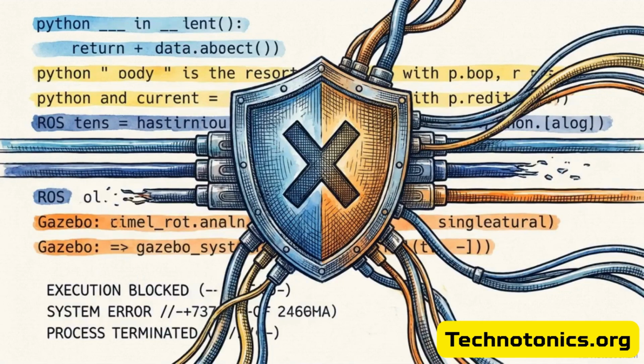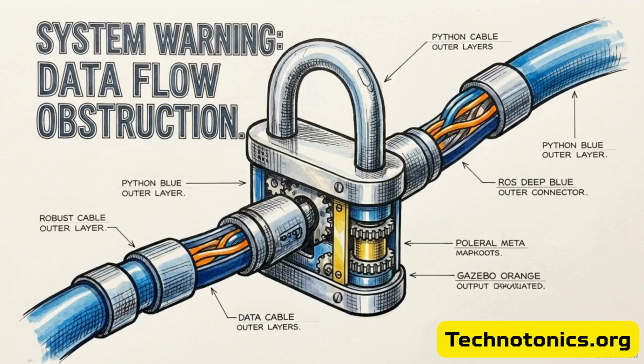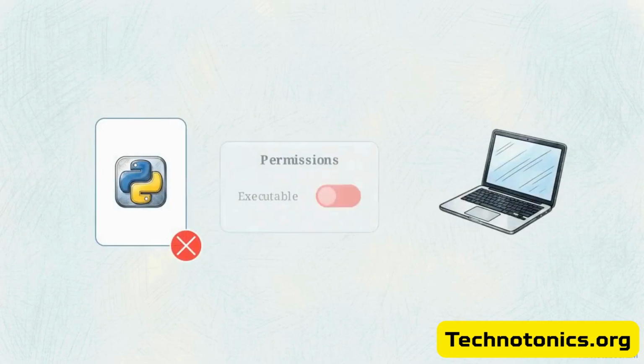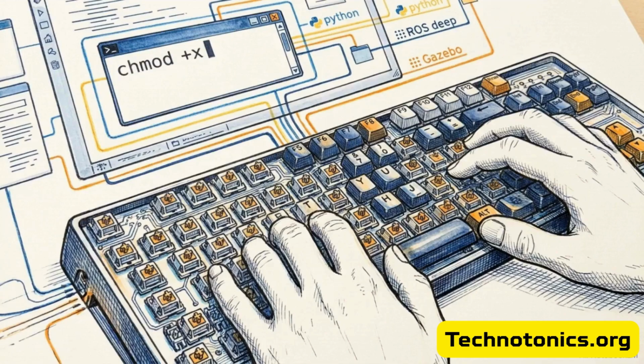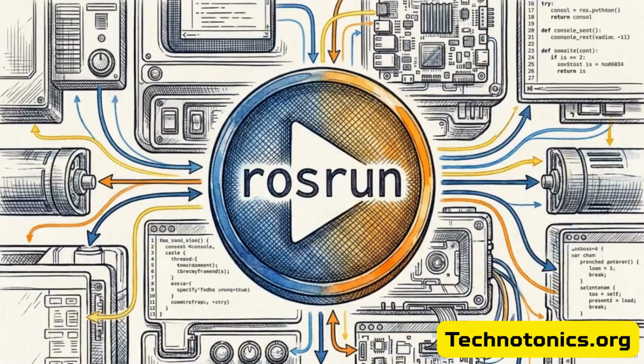Before running the script, there is one last hurdle. If you try to execute it right now, the system will likely throw a permission denied error. You have to tell the operating system that this file is allowed to run as a program. Type chmod +x followed by your script's name to grant it executable permissions. Now type rosrun followed by your package name and script name to start the node.